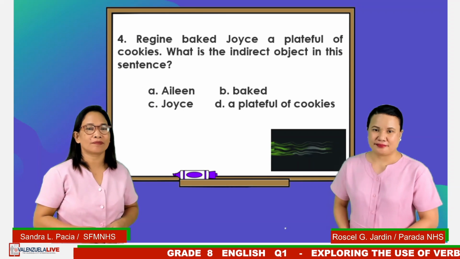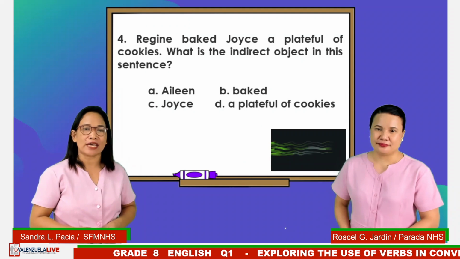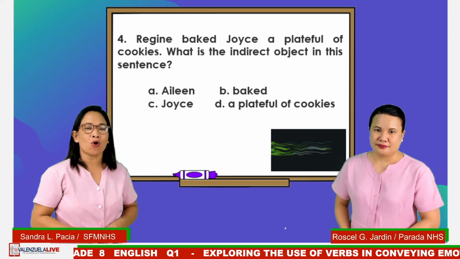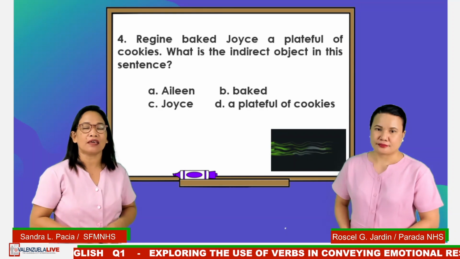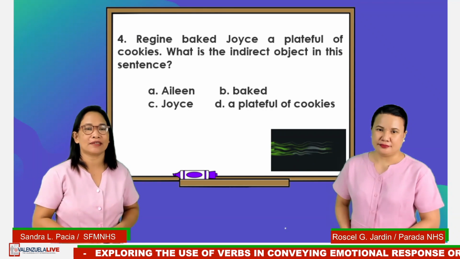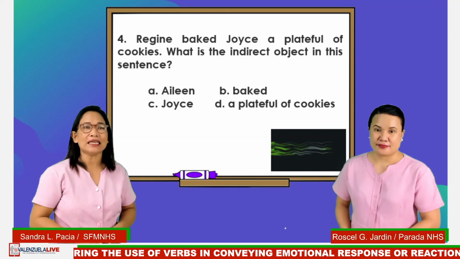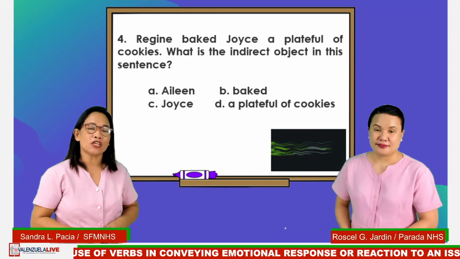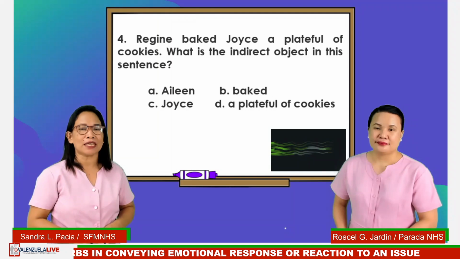Number 4. Regine baked Joyce a plate full of cookies. What is the indirect object in this sentence? A. Regine. B. Baked. C. Joyce. D. A plate full of cookies.